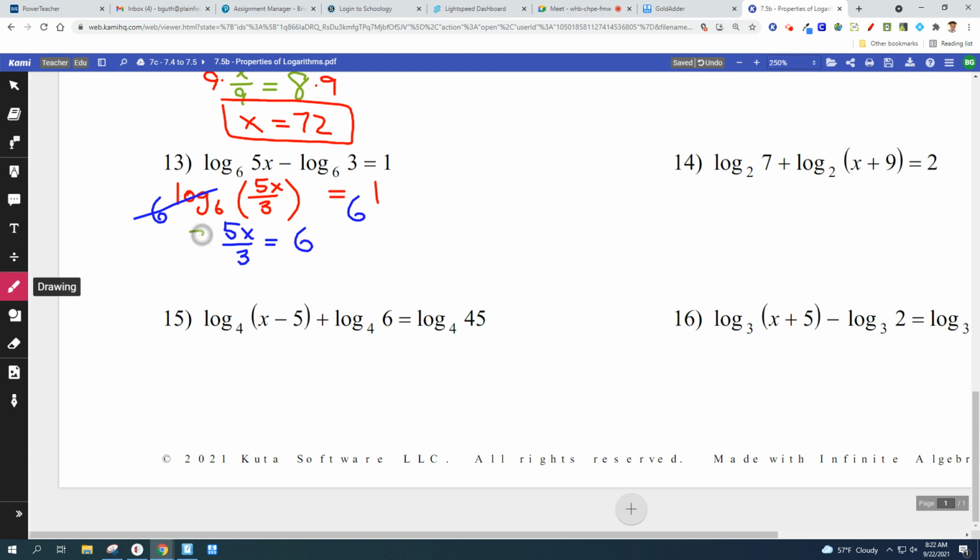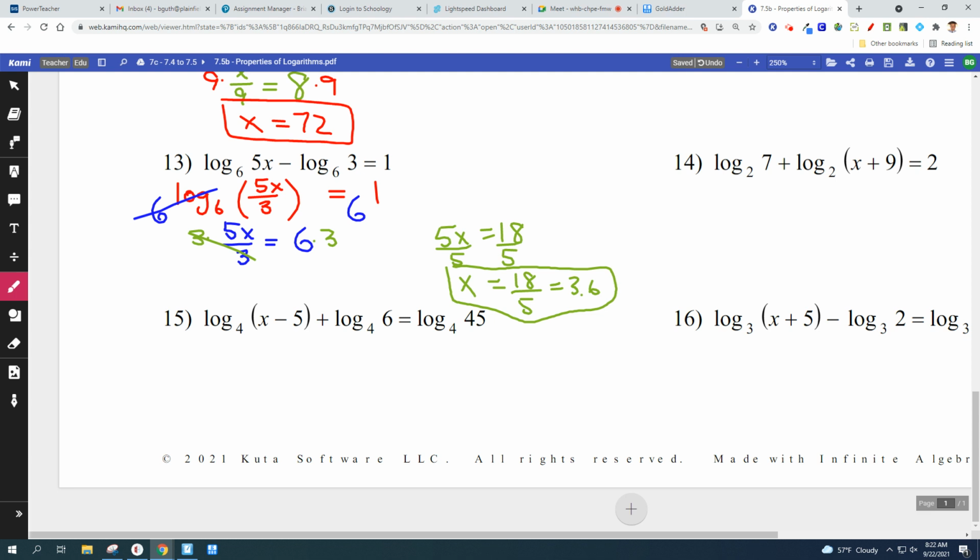If I'm going to isolate the variable, I'm going to multiply both sides by 3. That gives me 5x equals 18. Divide by 5. And we can call that a fraction, 18/5. Or if you're on a calculator, what would that be? Like 3.6 maybe? I think you can say 3.6 here. Either way. All right, last one.